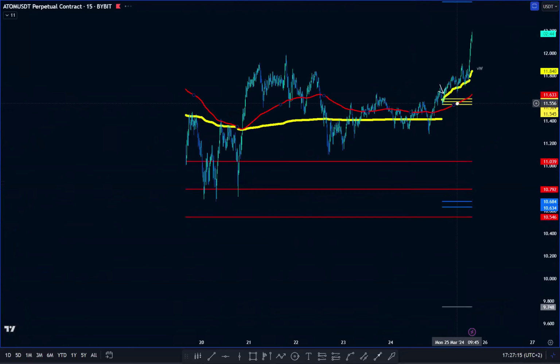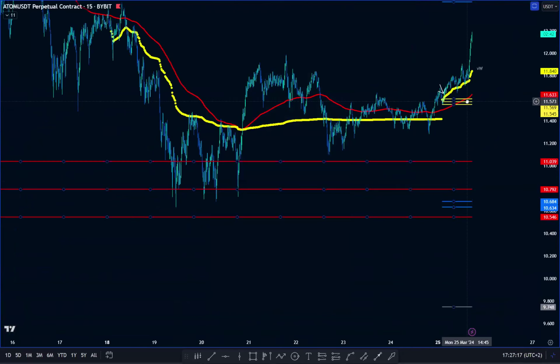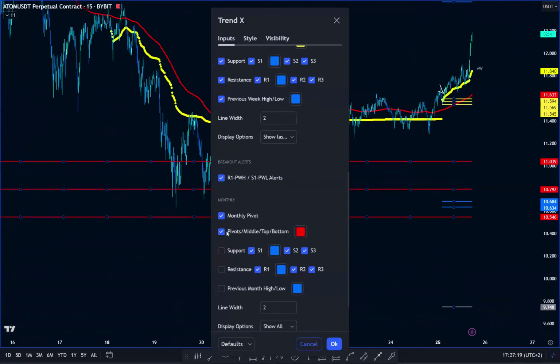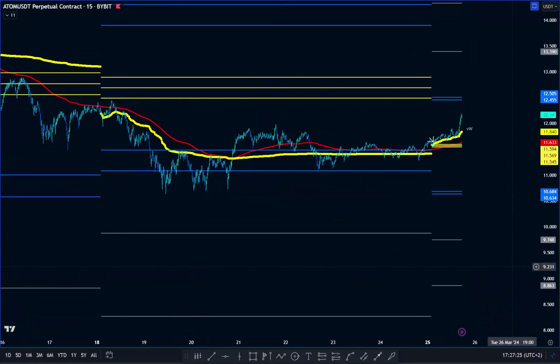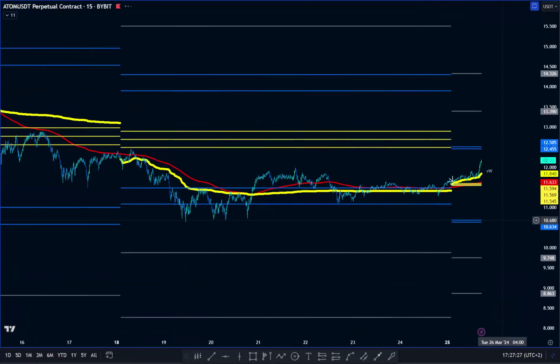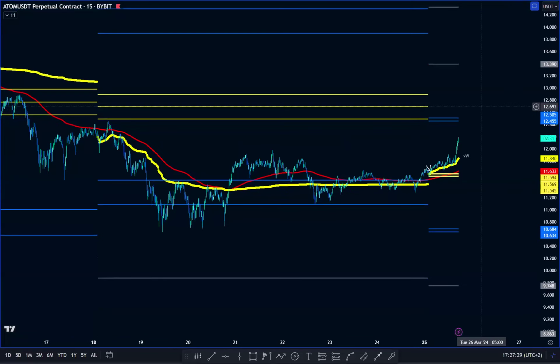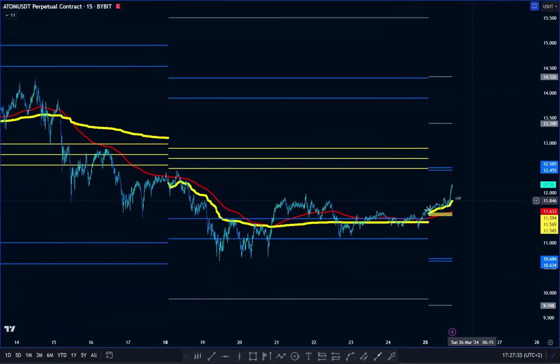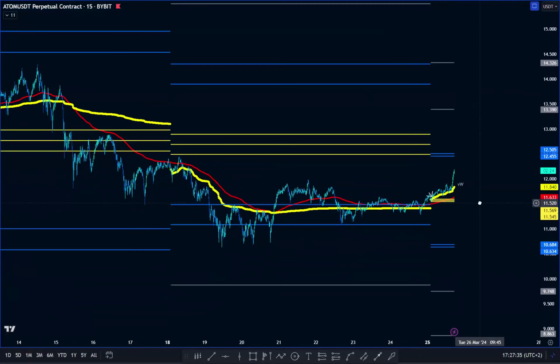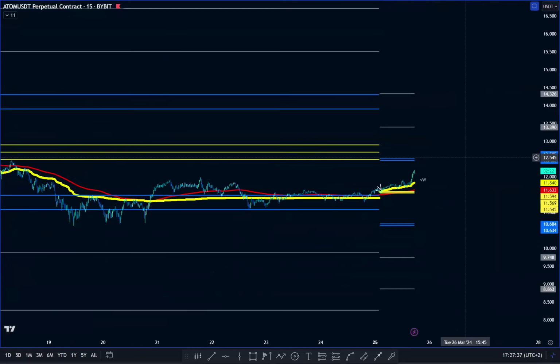Let me turn on the other pivots. I'm going to turn off the monthly and turn off more of these ones here. So here we go. If you look at the previous pivot, look how wide it is. It's so massive. This is one of the things that really caught my attention. We've got a massive wide pivot over here.